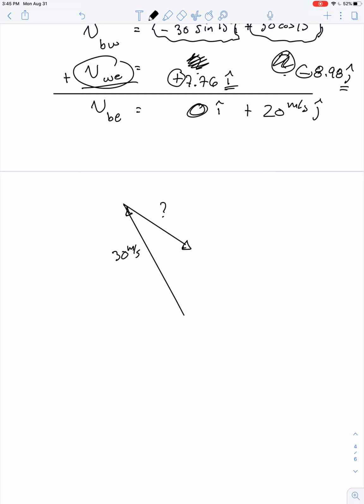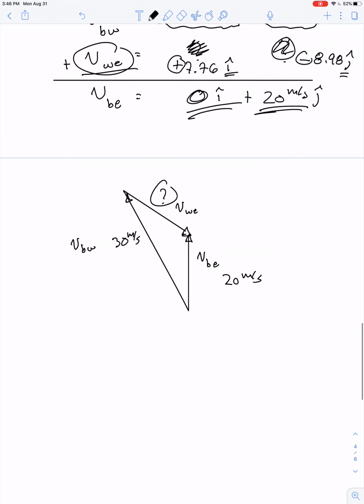And this vector pointing due north, that represents the velocity of the boat with respect to the Earth, the velocity of the boat with respect to the water plus the velocity of the water with respect to the Earth, and this one we know it comes out to 20 meters per second. So what's this? Well, you say, wait a minute, that's not a right triangle. Yeah, I know it doesn't matter, but we've got its horizontal and its vertical components.